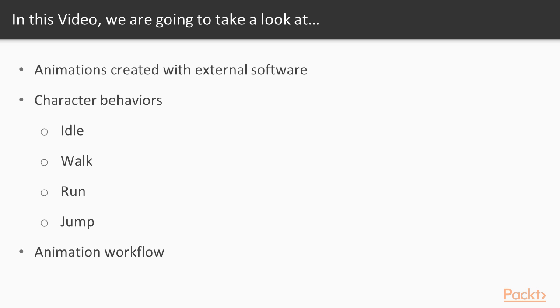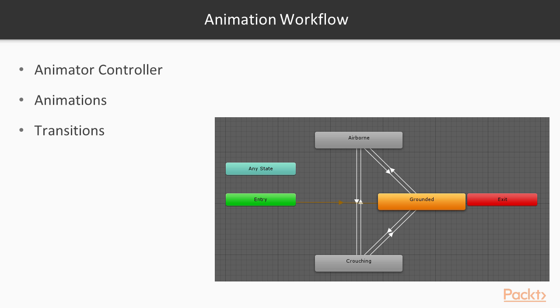First, let's look at the animation workflow in Unity. In Unity, animations must be located inside an animation controller, which is used to organize character animations. You can see a basic animation controller here on the screen that contains animations for airborne and crouching, with grounded being the entry point for both animations. Animations can also have transitions between other character states. We'll look at this and more next.